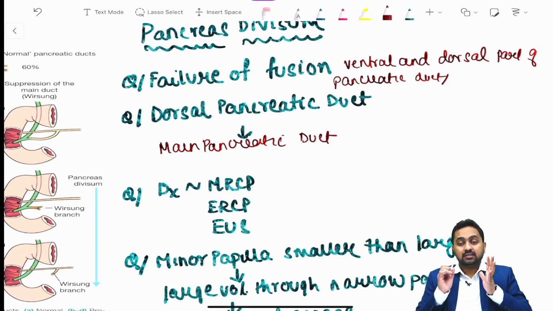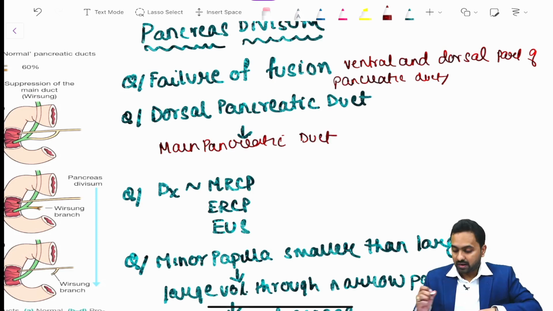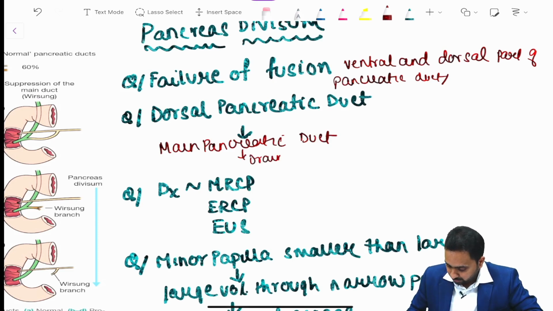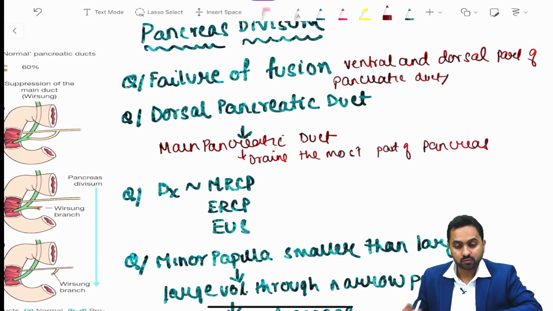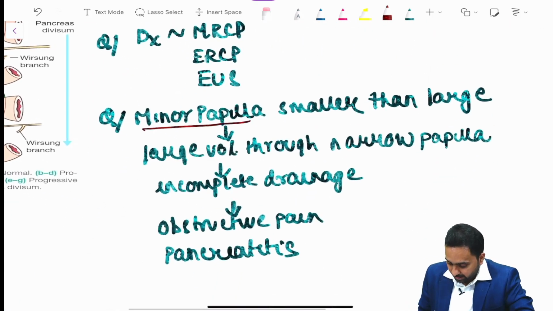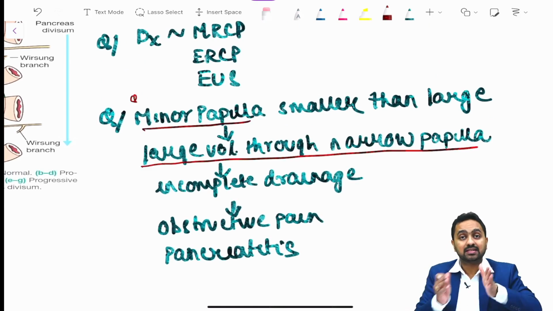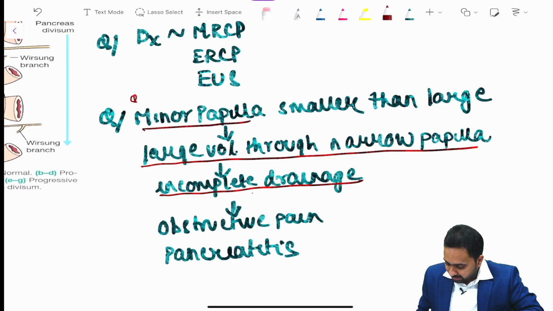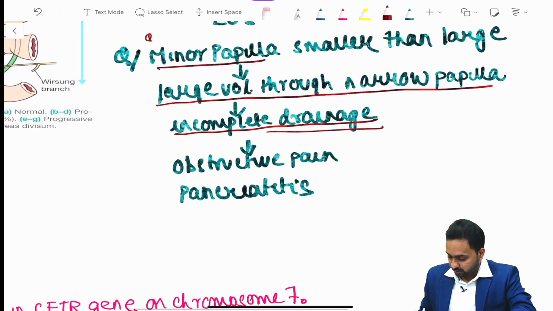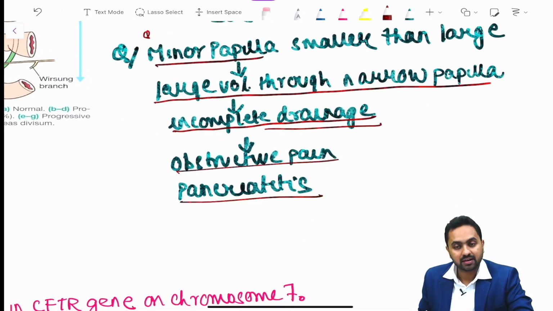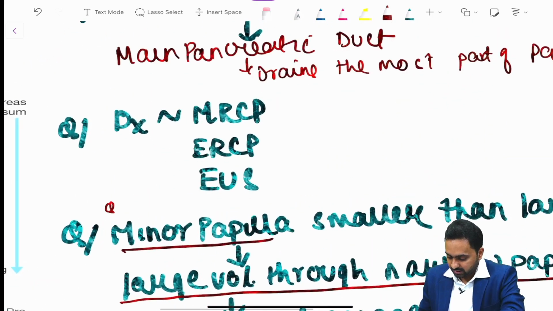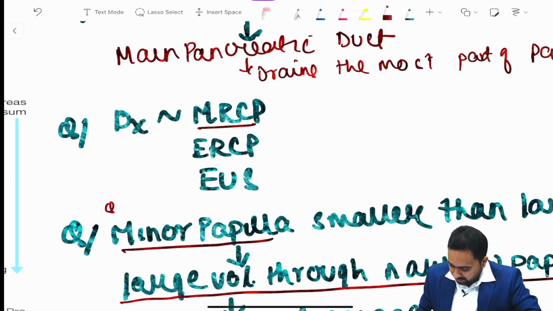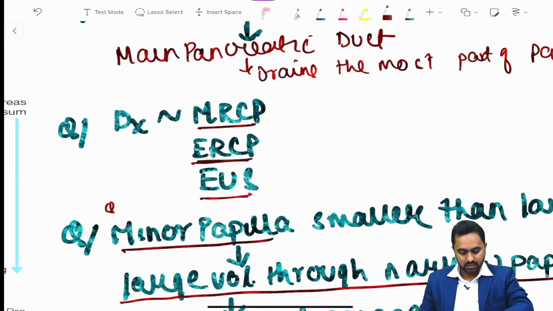So with the dorsal duct becoming the main pancreatic duct, it drains most of the pancreas. Since the minor papilla is smaller, when this large volume goes through the narrow papilla, there is going to be incomplete drainage, and this incomplete drainage is going to cause obstructive pain and pancreatitis. Now how will you diagnose this? This is going to be diagnosed with the help of MRCP, ERCP and EUS, right.